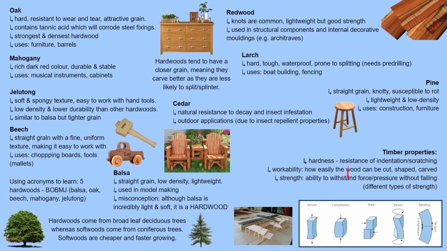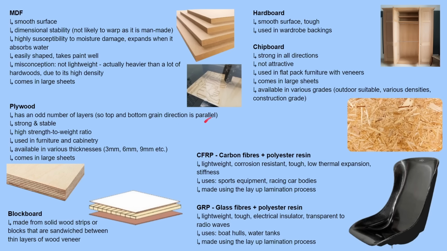Generic properties of timbers. So for example, hardness, as we said earlier, is the resistance to scratching. Workability, how easily it can be cut, shaped, carved. Strength, here you can see 5 different types of strength: tension, compression, shear, torsion, bending. So in bending, there's tension on one side, compression on the other side. Okay, on to our next material, which is going to be composites.